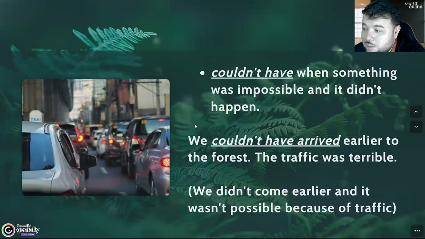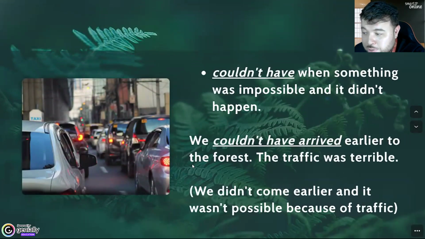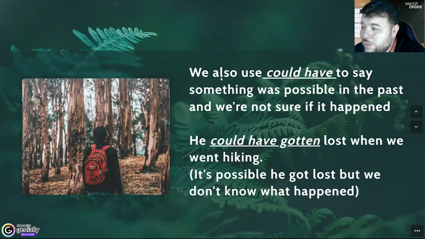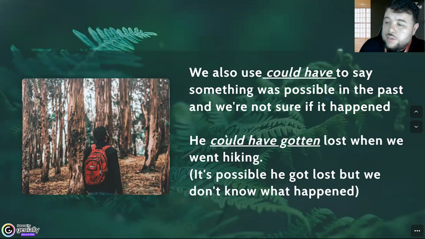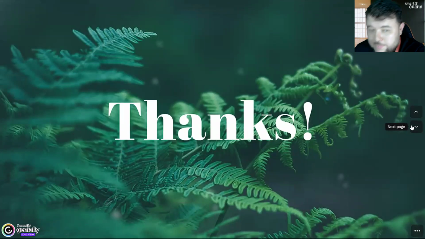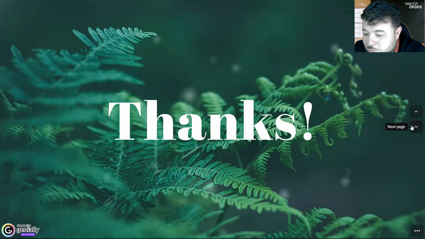Okay. For example, here, we couldn't have arrived earlier to the forest. The traffic was terrible. Or, for example, let's check this one. We could have gotten lost when we went hiking. Él se pudo haber perdido cuando estuvimos caminando en las montañas, haciendo hiking, right? Okay. I need to know if you have questions about this. Tell me, do you have questions? Yes or no?